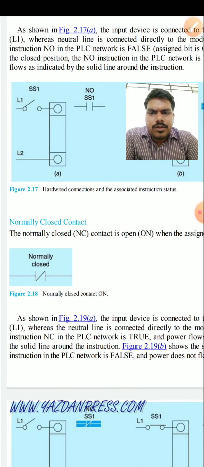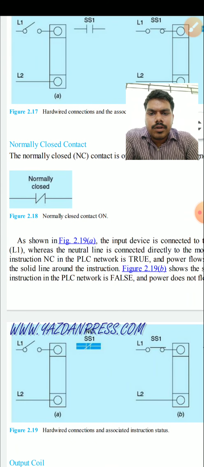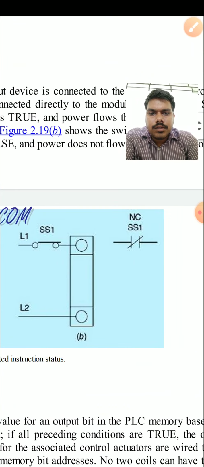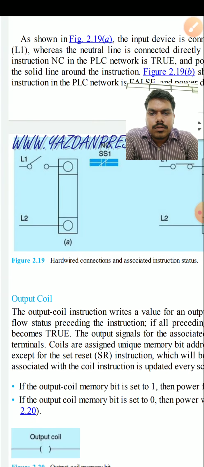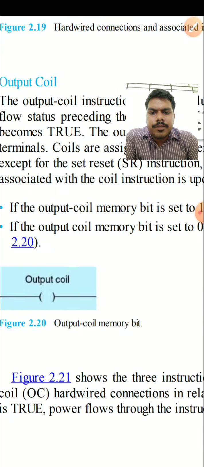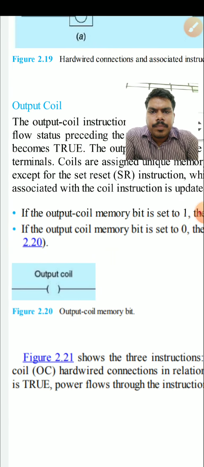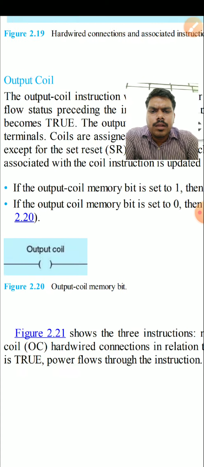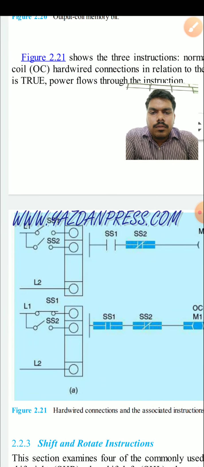Then the second one is the normally closed contact. It is shown as a closed contact. A similar example is shown here. The output coil is represented by this output coil symbol. If all the conditions are true, then the output coil will be on or set to 1.